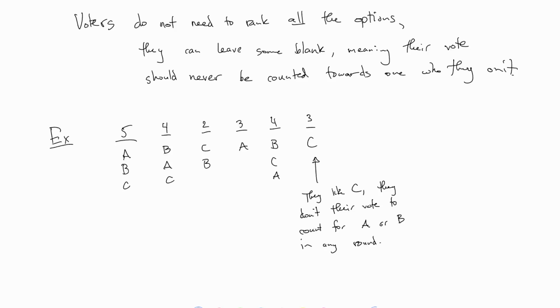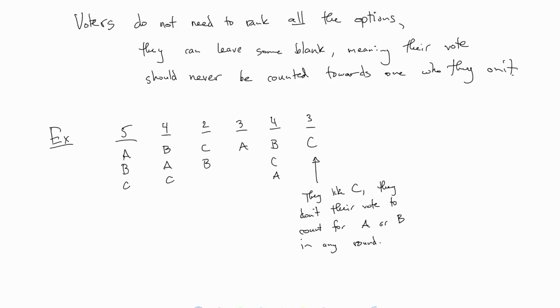So if you're a true hater, you vote in this way. You vote for the person you like, and then you don't list the people that you hate, because if you list them, it means that in some eventuality, your vote might be counted for them in a later round. If you don't want that to happen, you don't list them, all right? This is how we do it.